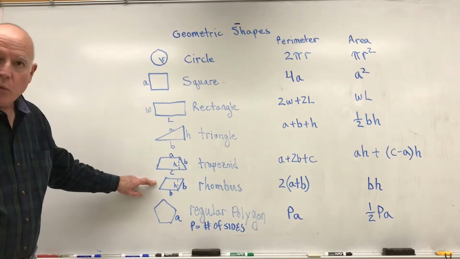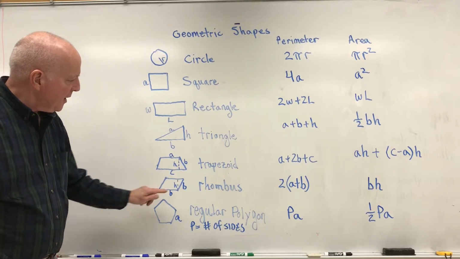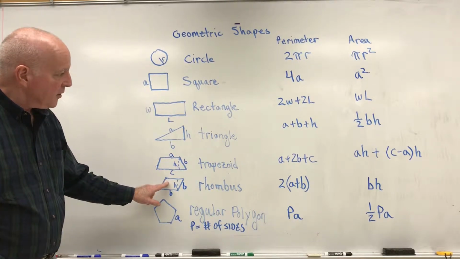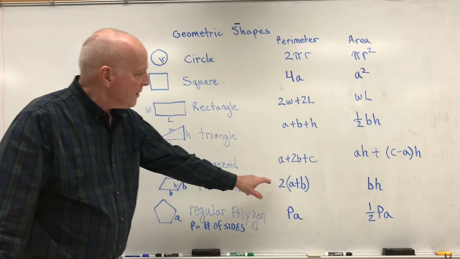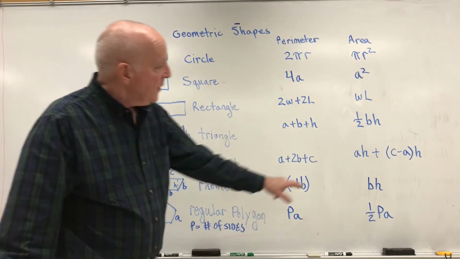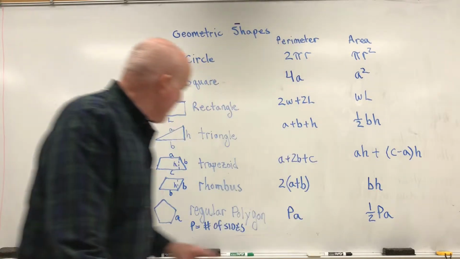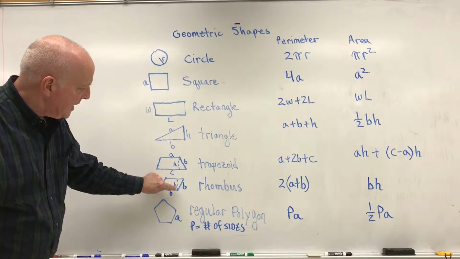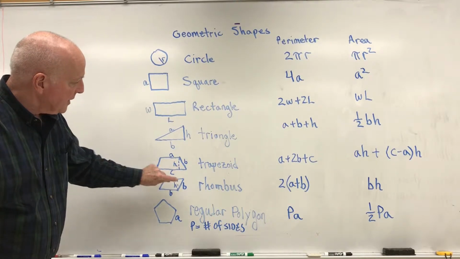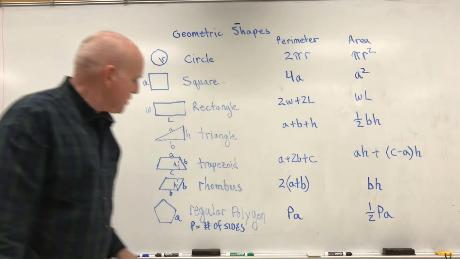For a rhombus, which is a square that's pushed over so that we have 2 sides parallel and then 2 sides parallel, but this angle is no longer 90 degrees, the perimeter of a rhombus is 2 times a plus b, and the area of the rhombus is b times h, where h is the height of the rhombus taken from the vertex of this angle to perpendicular to the opposite side. So the area of a rhombus is b times h.